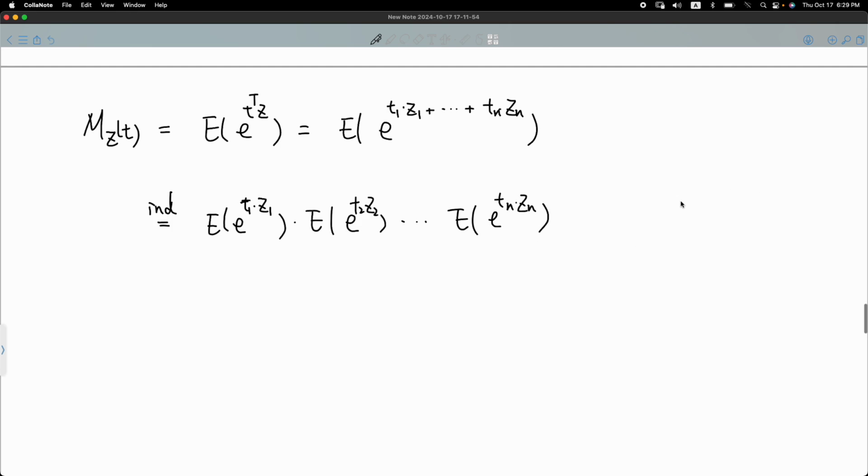This is one of the properties: when you have the sum of independent variables in the exponent, you can write it as the product of the individual expectations. Now these reduce to the scalar version of the moment generating function. What we showed earlier for the scalar version is e to the 1/2 t squared, for Z following a standard normal, a univariate distribution. So it also applies here. This is e to the 1/2 t1 squared multiplied by e to the 1/2 t2 squared all the way to e to the 1/2 tn squared.